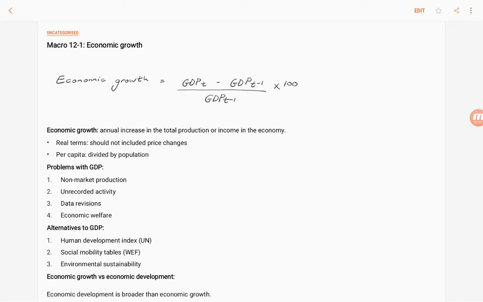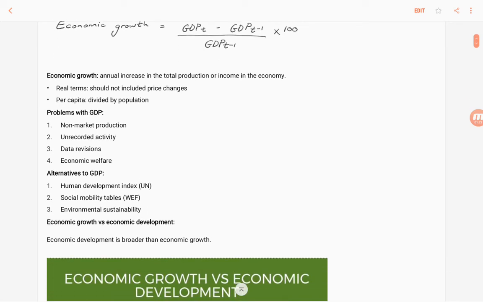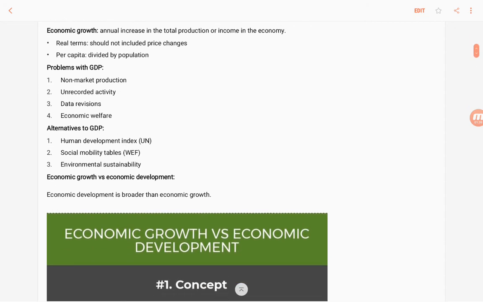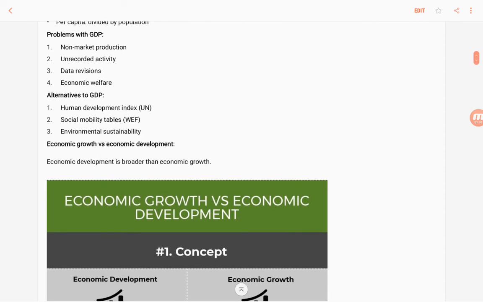And GDP also does not look at economic welfare, for example, education, health outcomes, or employment. There are alternatives to GDP, like the Human Development Index developed by the United Nations. There's also social mobility tables by the World Economic Forum, and you should also think about the environmental sustainability of the economic growth.